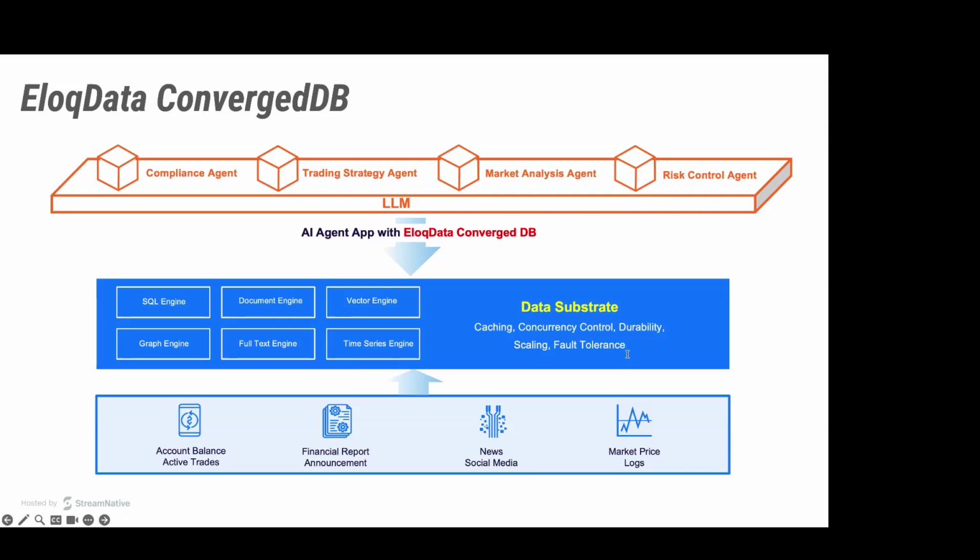So just a quick wrap up. If you are building AI-native apps, your data infra should be elastic, multimodal, and cloud native. Pulsar gives you great streaming, EloqDoc gives you a better document store, and ConvergeDB ties it all together.